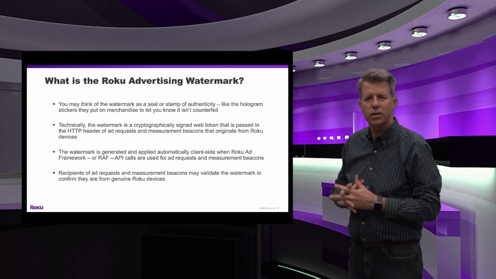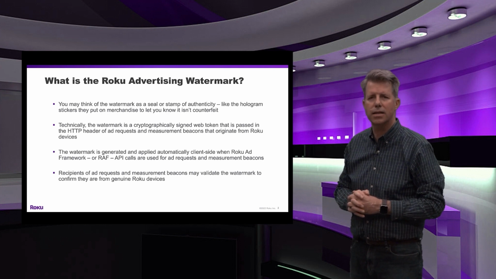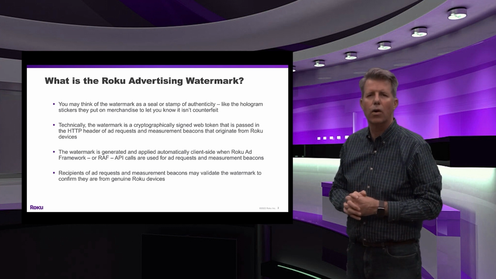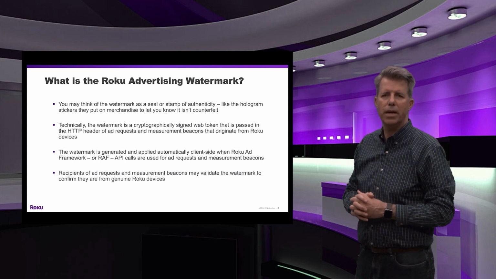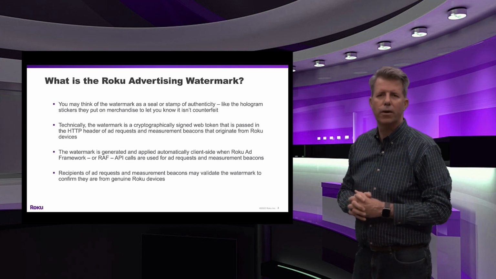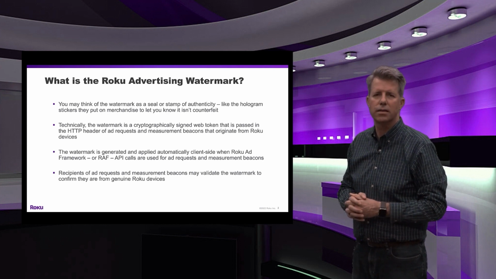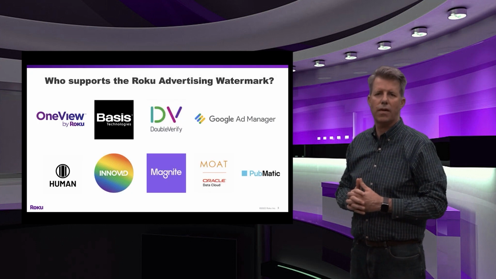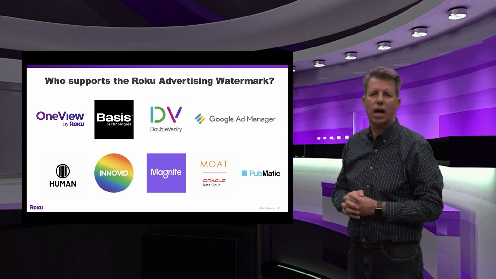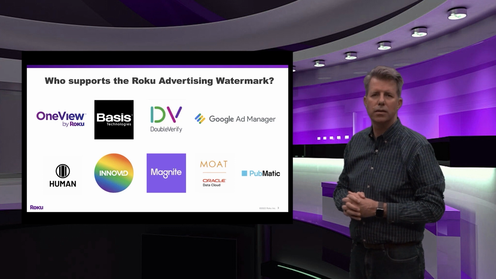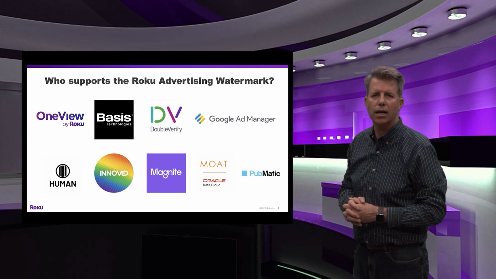The watermark is generated and applied automatically client-side when Roku Ad Framework, or RAF, API calls are used for ad requests and measurement beacons. Recipients of ad requests and measurement beacons may validate the watermark to confirm they are from genuine Roku devices. Now, who supports the Roku Advertising Watermark? Here are some of the leading buying, selling, and invalid traffic platforms supporting the Roku Advertising Watermark today. We are working with these partners to identify sources of non-watermarked impressions and remove them from the supply chain.